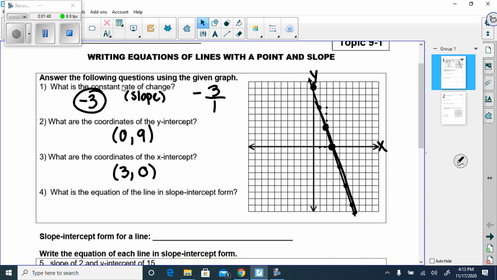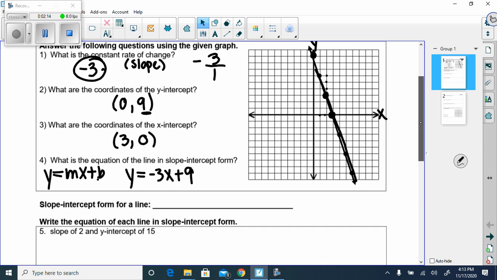And then it asks for the equation of the line in slope-intercept form. Remember that it's y equals mx plus b form. So y equals, we know that our slope is negative 3, and we have x plus b. b is my y-intercept, which we said is at 9. So here is the equation of the line.